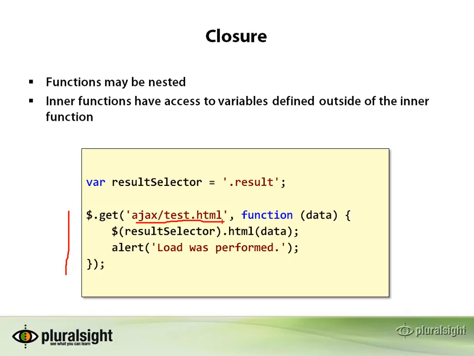And when a result is returned from the server, then it will call this callback that's passed as the second argument to the get function. The closure here is the fact that the callback function is able to access the result selector variable, which is declared outside of the function and may not be in scope anymore when the callback function is called. But because it was in scope when the function was declared, and because JavaScript has closure, the result selector variable remains accessible.